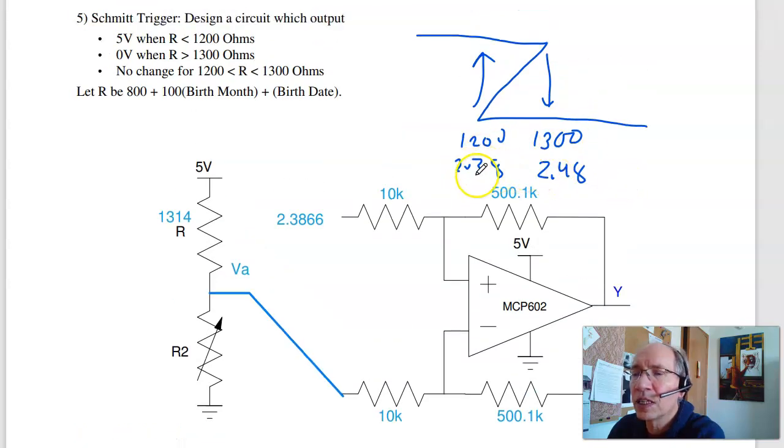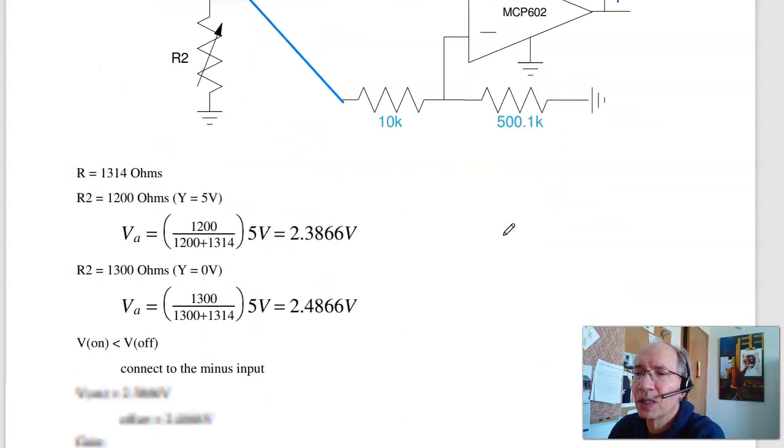Since the on voltage is less than the off voltage, I connect to the minus input. The on voltage is the offset, and the slope is the gain. Output changes by 5 volts as the input changes by 0.1, gives you 50-to-1 ratio. Pick these to be 50-to-1. So that's problem number 5, and the calculations.